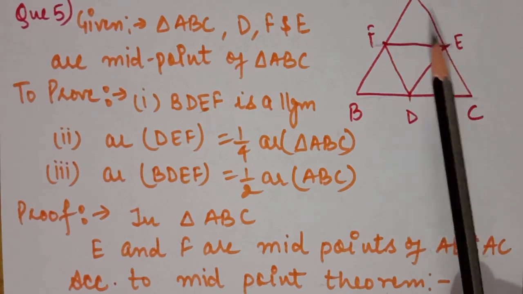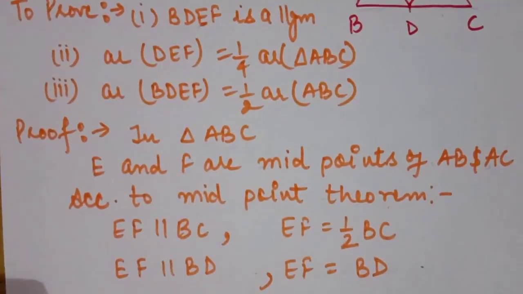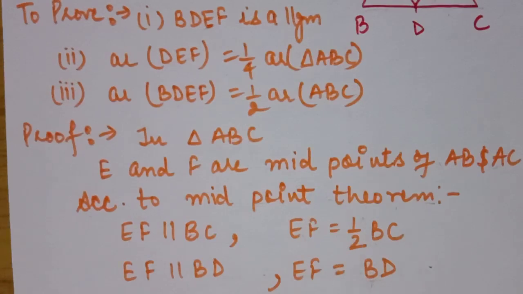Similarly, we can solve this with the other parts also. So students, according to the midpoint theorem, EF is parallel to BC, so EF is parallel to BD also. EF is equal to half of BC, so EF is equal to BD, because in half of BC we have two parts, BD as well as CD, so we choose BD here.